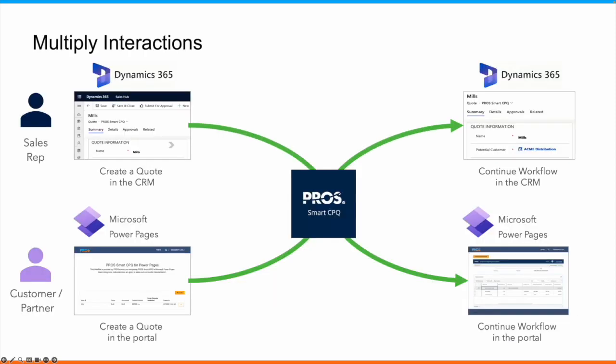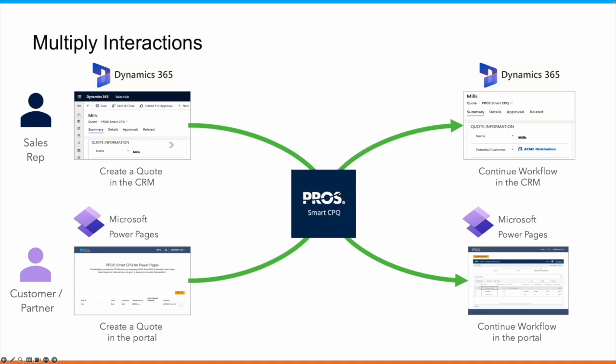But the magic here is that thanks to Smart CPQ for Power Pages, you can mix those two workflows at every level. The sales rep could start a quote from the CRM, and the customer or partner can interact on the very same quote from the portal. Both can access CPQ and interact there as well. And finally, both of them can complete the selling workflow in the CRM for the sales rep or in the portal for your partner or customer, based on what is made available to them on each channel.